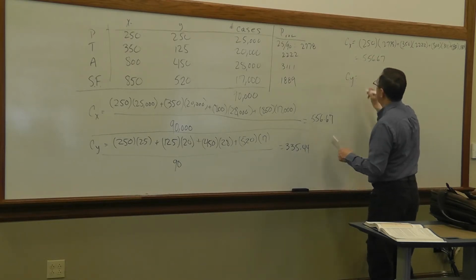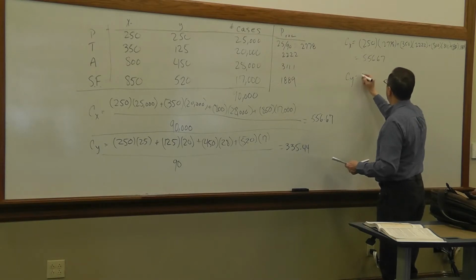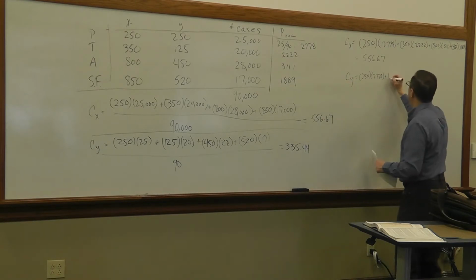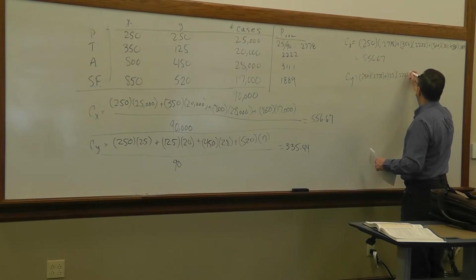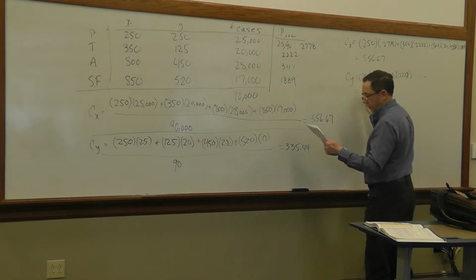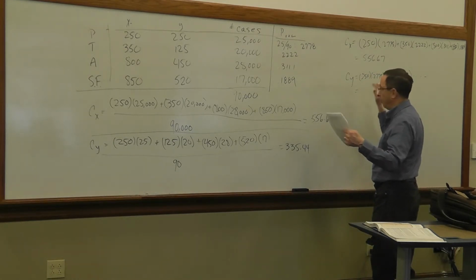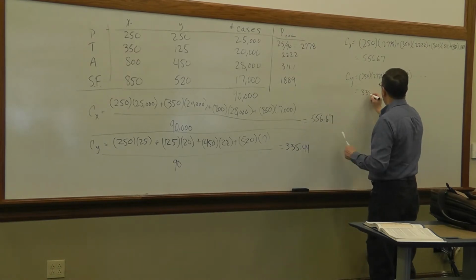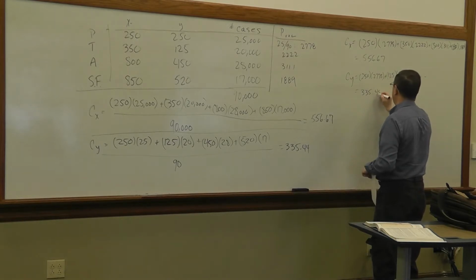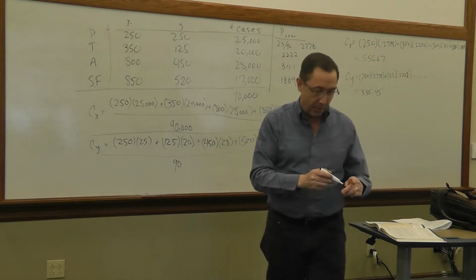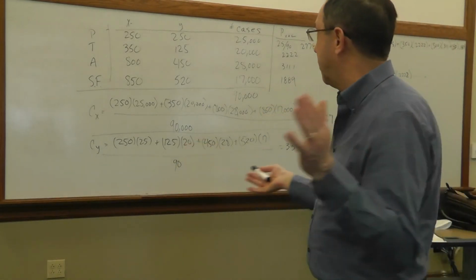And when I do C sub y the same way, 250 times 0.2778 plus 125 times 0.2222. So on, using the other y coordinates, I came up with, I'm off by 1/100th because of rounding here, 335.45, is what I came up with. So I double checked my work. I'm pretty confident that what I've got is accurate. Either one of those methods are going to work.